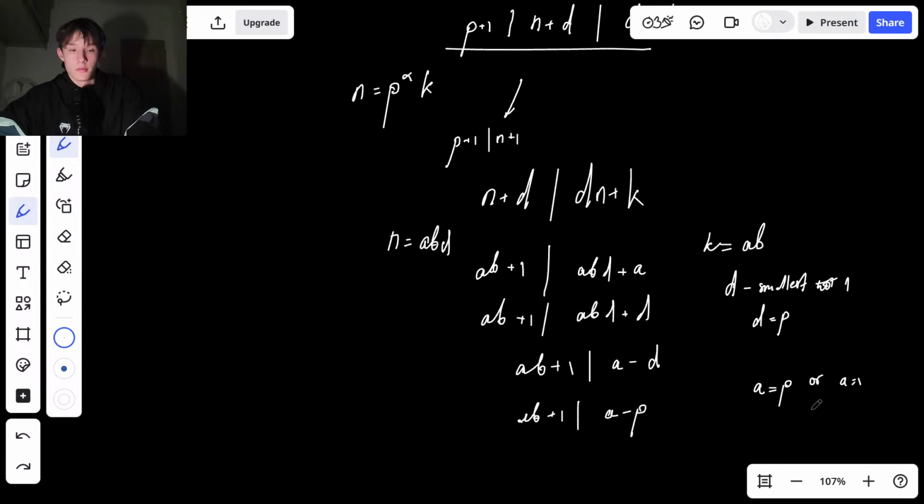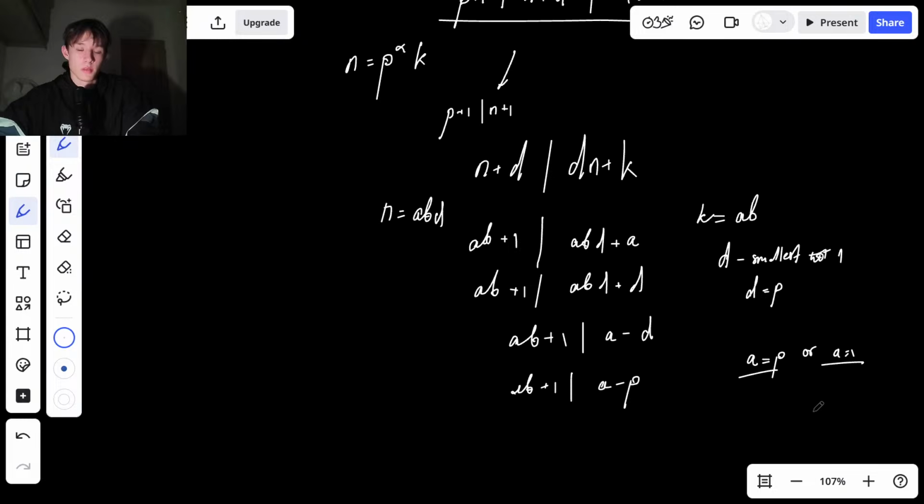Then we have greater, and then that's just impossible. So a equals p or a equals 1 from here. So a equals 1, p minus 1, b plus 1 divides p minus 1. Yeah, we said that that's impossible unless b is equal to 1, which is prime. So a equals p. So that's what we got.